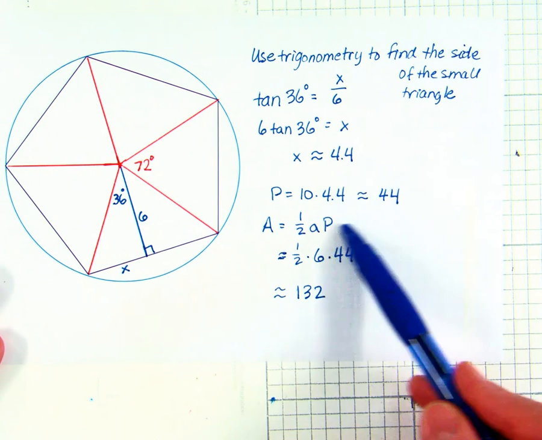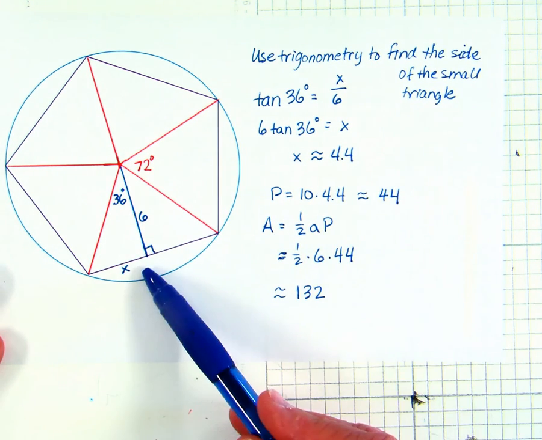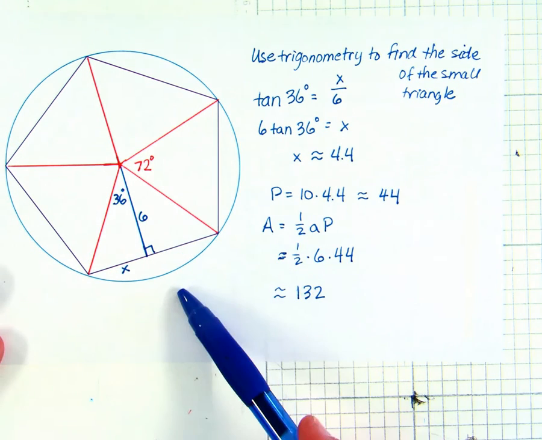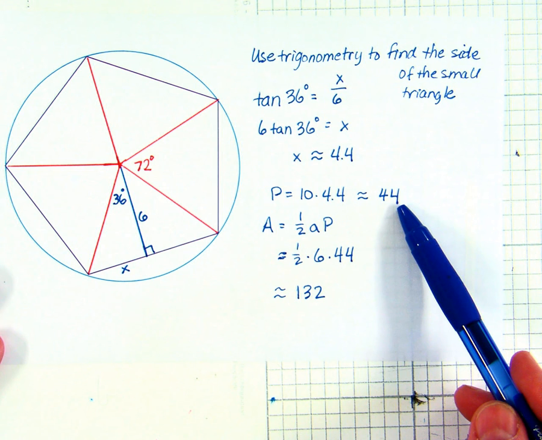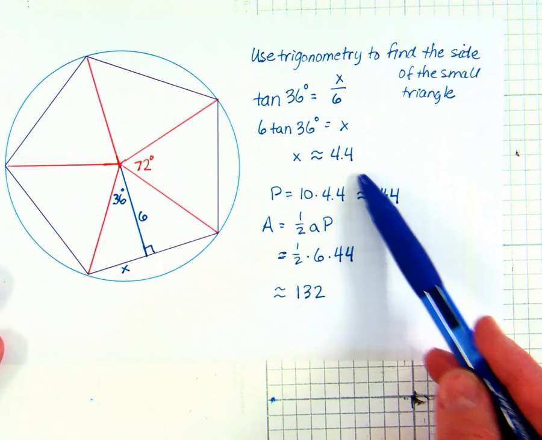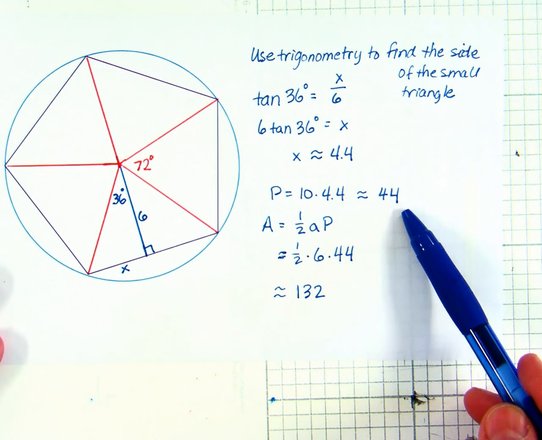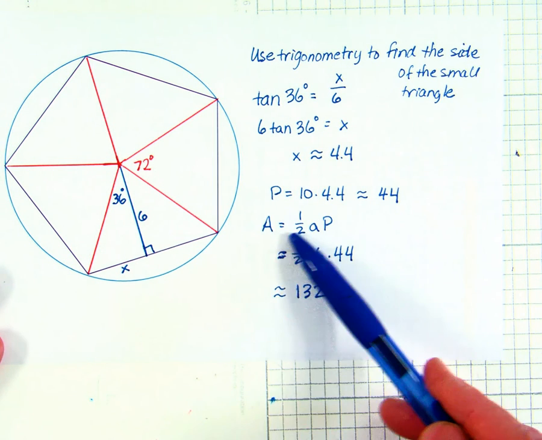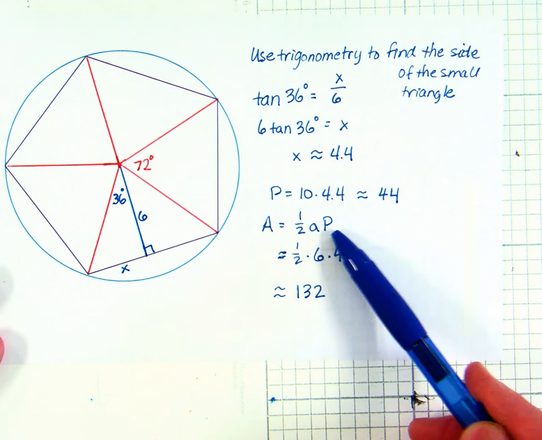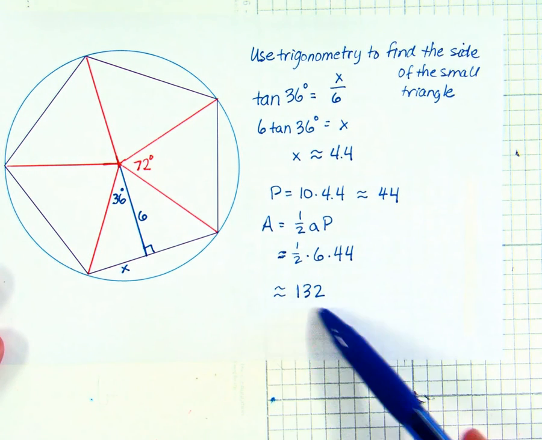I rounded to 1 decimal place here. We find again that the side length is 10 times, because there are 10 halves, 4.4, which is 44. Now I probably shouldn't have rounded so little, and I'm now working with a rounded number, which I'm not really supposed to do, but I'll do it for the moment, and that's going to get worse when I do the next one here. Half of the apothem times the perimeter would be the area, and that simplifies to 132 with a little bit of forbidden intermediate rounding.